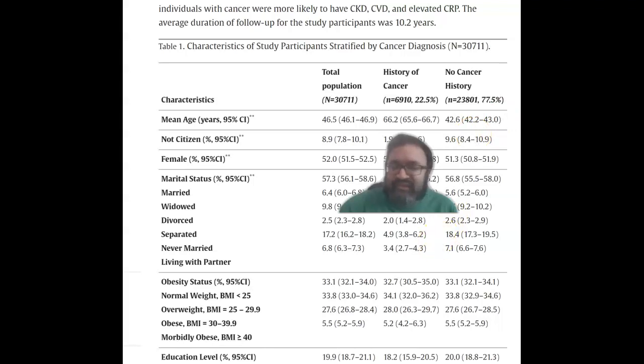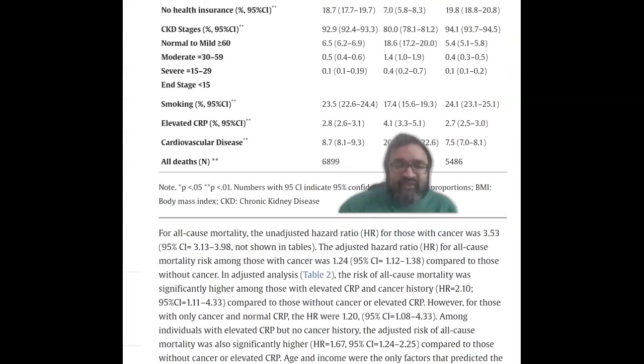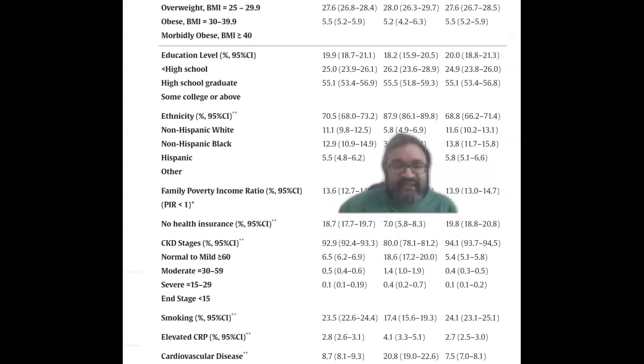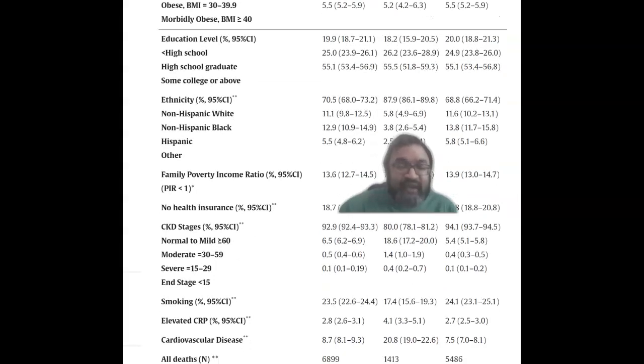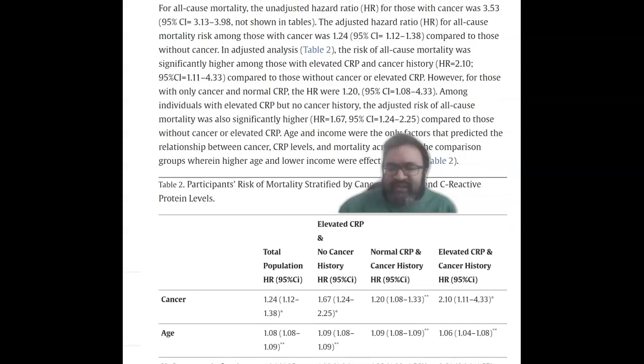Most of the times what we do is enter the variables that have been already studied in the bivariate analysis, and you can take a quick look at the asterisk, and I can read out those that were statistically significant. So education level was not statistically significant. However, ethnicity, poverty income ratio, health insurance, chronic kidney disease, smoking, elevated C-reactive protein, and cardiovascular disease all are associated with cancer. And that's no surprise, really.